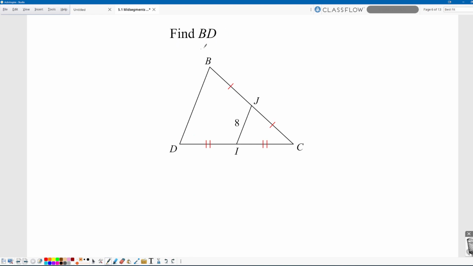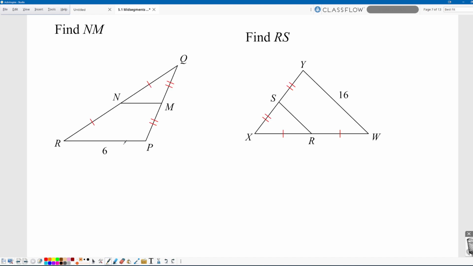Now I want to find the side length of BD. Well, we have a midsegment yet again. The midsegment is 8. To find this, all I need to do is double that. So that should be 16. Here are 2 examples. Take a little bit of time, see if you can work out what the correct answer is. I'll have these as Edpuzzle questions. So obviously this one should be 3, and then this should be 8.